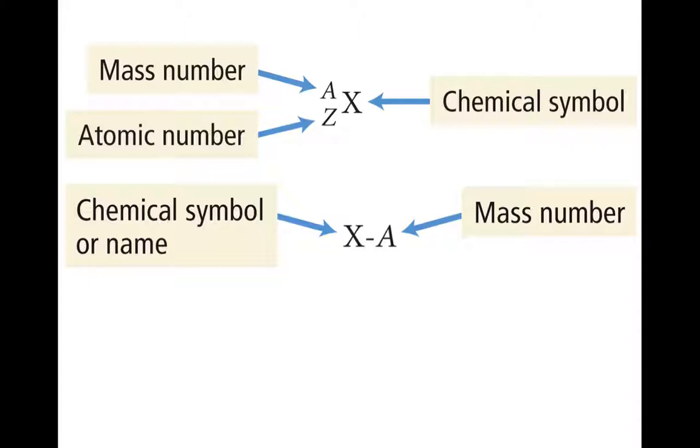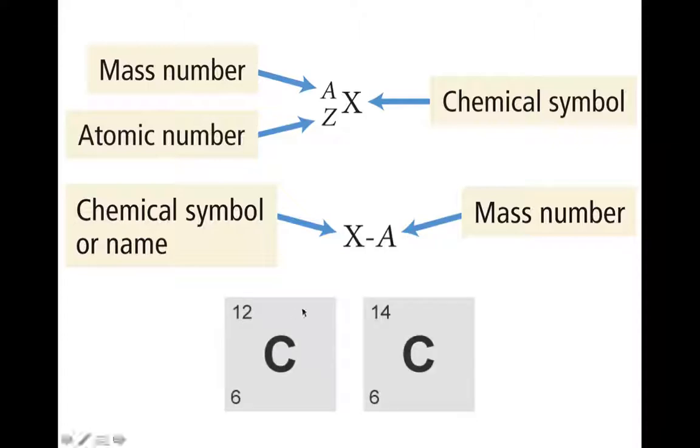You don't need the atomic number. If you know the chemical symbol, of course, you don't need the atomic number because that's redundant. Every time it's a big capital C, you know that the atomic number is 6. So if I put a C here and a 6 there, you go, well, that's redundant. Of course, it's 6 if it's a carbon atom. So oftentimes we'll just write them like this. We don't write the atomic number because it's redundant.